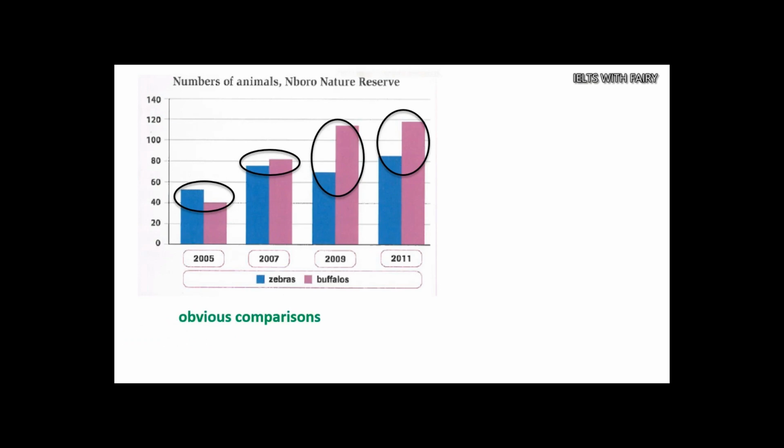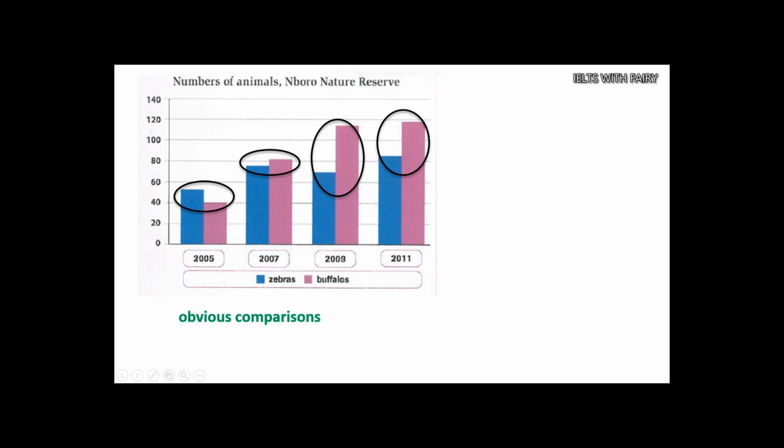Here we have, except for the year 2005, the number of zebra was higher than that of buffaloes. The other 3 years, it shows an increasing trend. I mean that the number of buffalo was much higher, like the gap was widening at the end of the period.